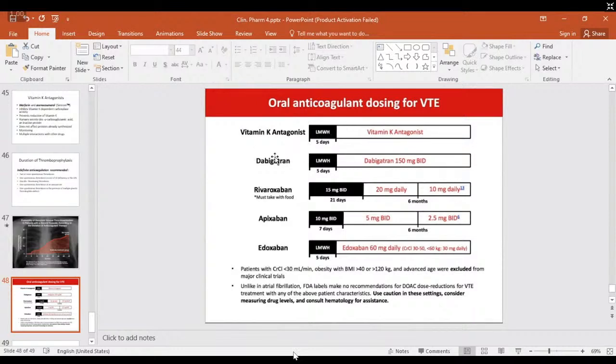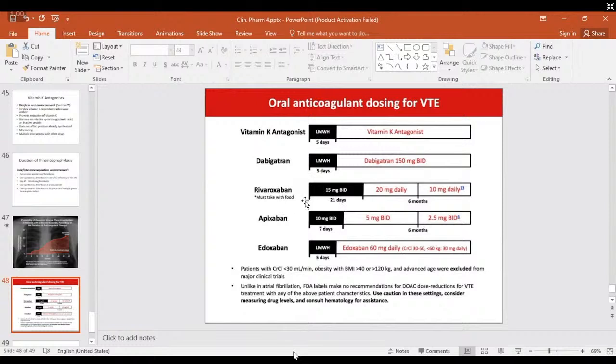Then dabigatran, which is a direct oral anticoagulant or a DOAC. Again, for the first couple of days, we need low molecular weight heparins or unfractionated heparin, and then we can start dabigatran 150 milligrams twice daily, but without overlapping. So here we have overlap, here we don't have overlap. For rivaroxaban and apixaban, which are factor 10A inhibitors, we can actually start them directly without the need of heparins.